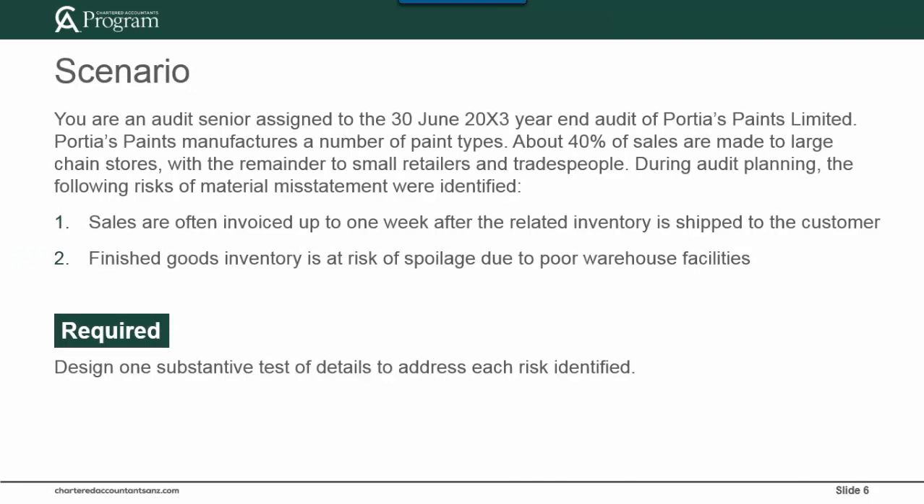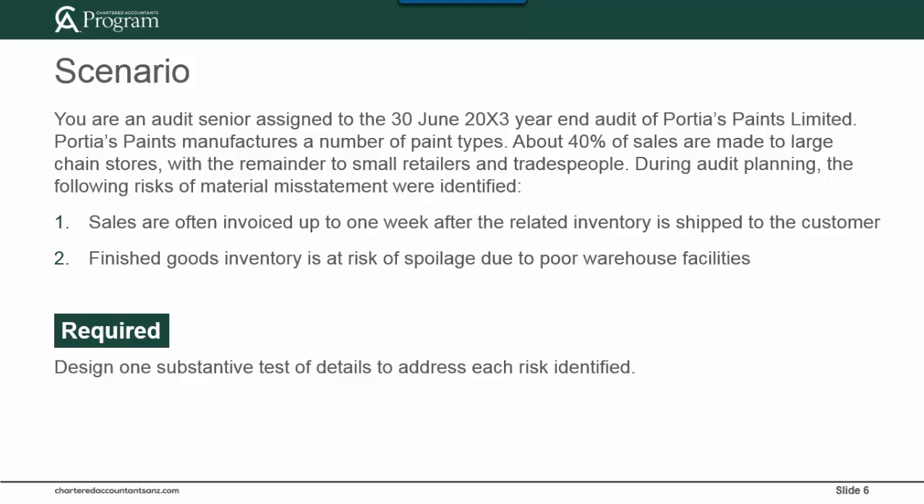You're an audit senior assigned to the 30 June 20X3 year-end audit of Porsche Paints Limited. Porsche Paints manufactures a number of paint types. About 40% of sales are made to large chain stores, with the remainder to small retailers and tradespeople. During audit planning, the following risks of material misstatement were identified.